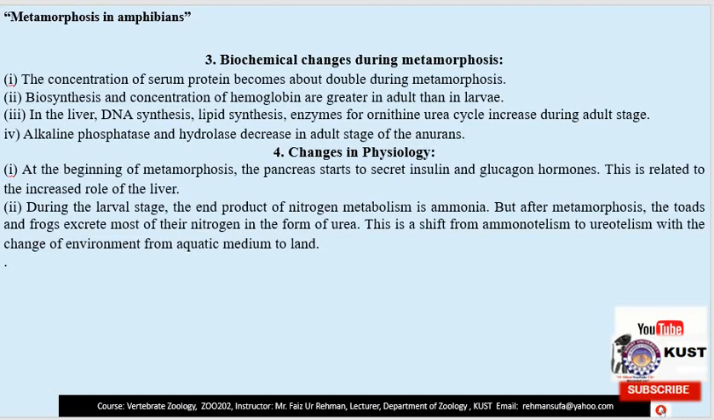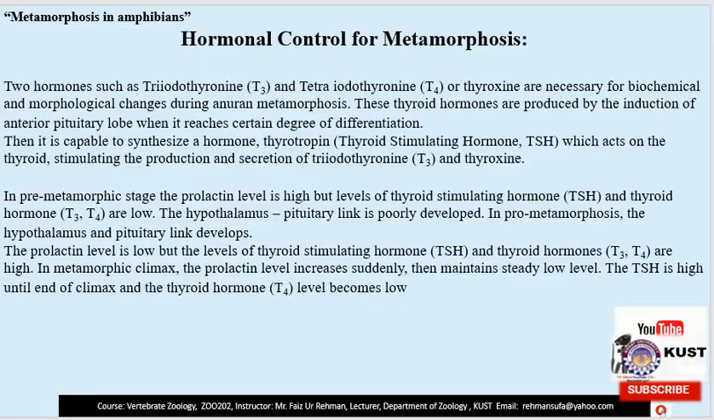Ammonotelism is a phenomenon found in those organisms which secrete ammonia as an excretory material, while ureotelism is a phenomenon found in those organisms which secrete urea as an excretory material.